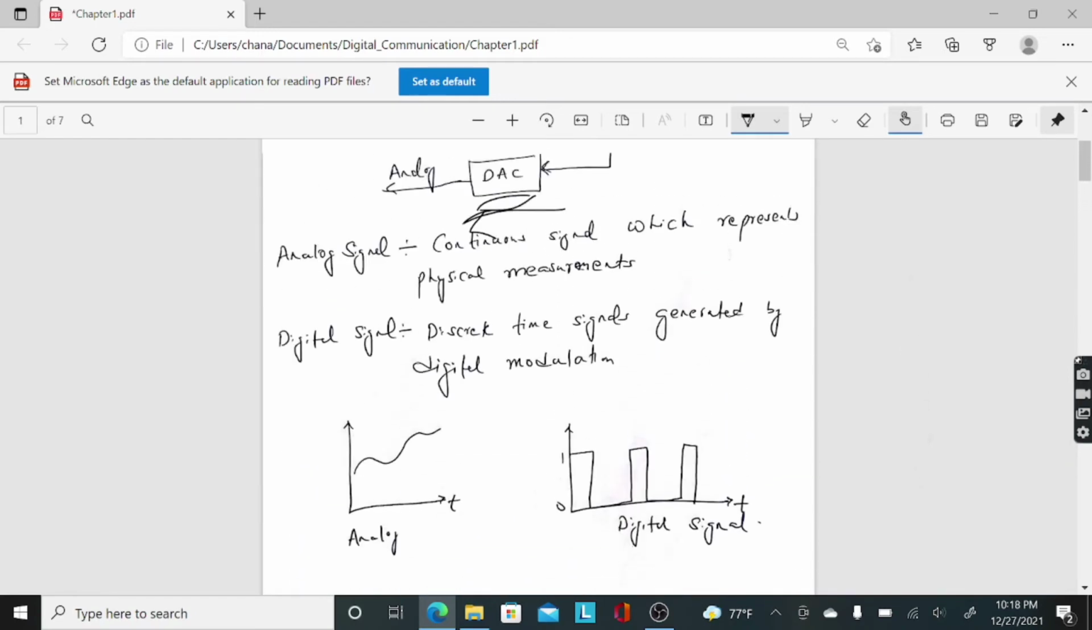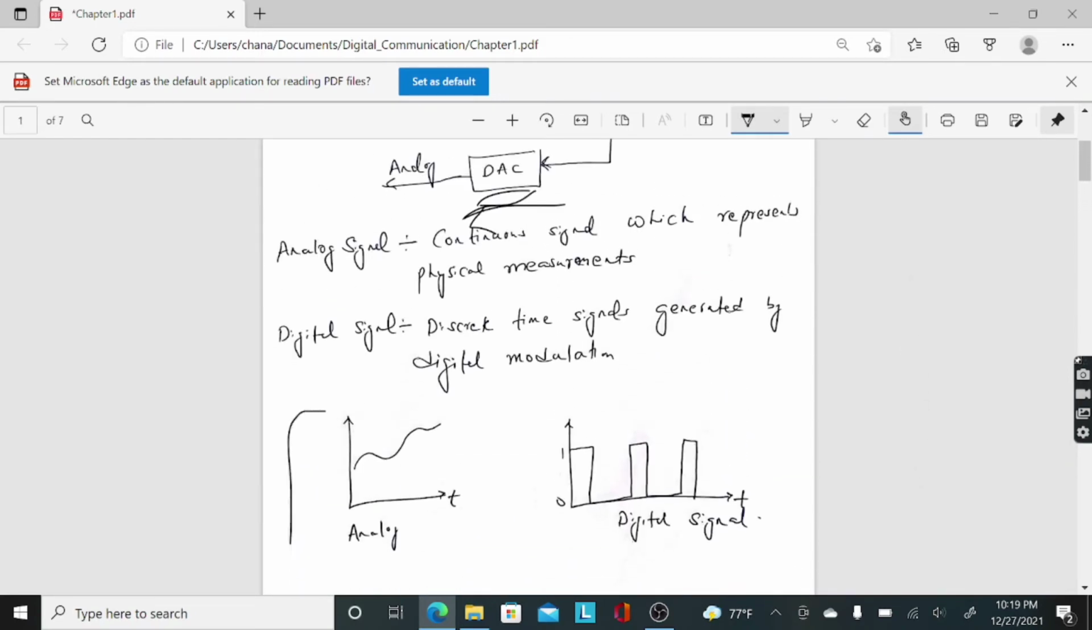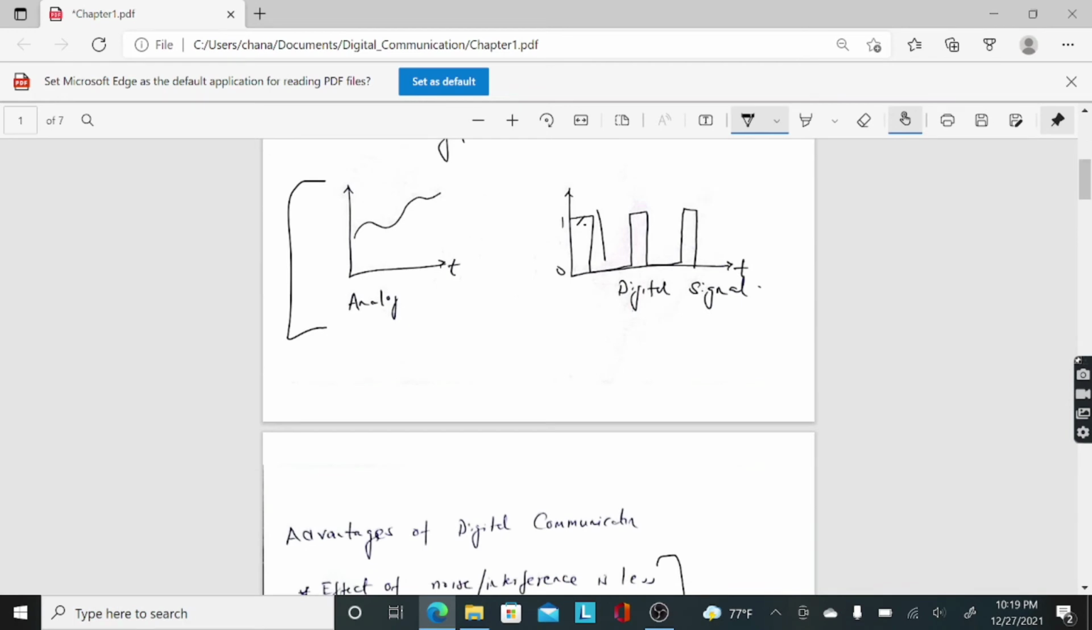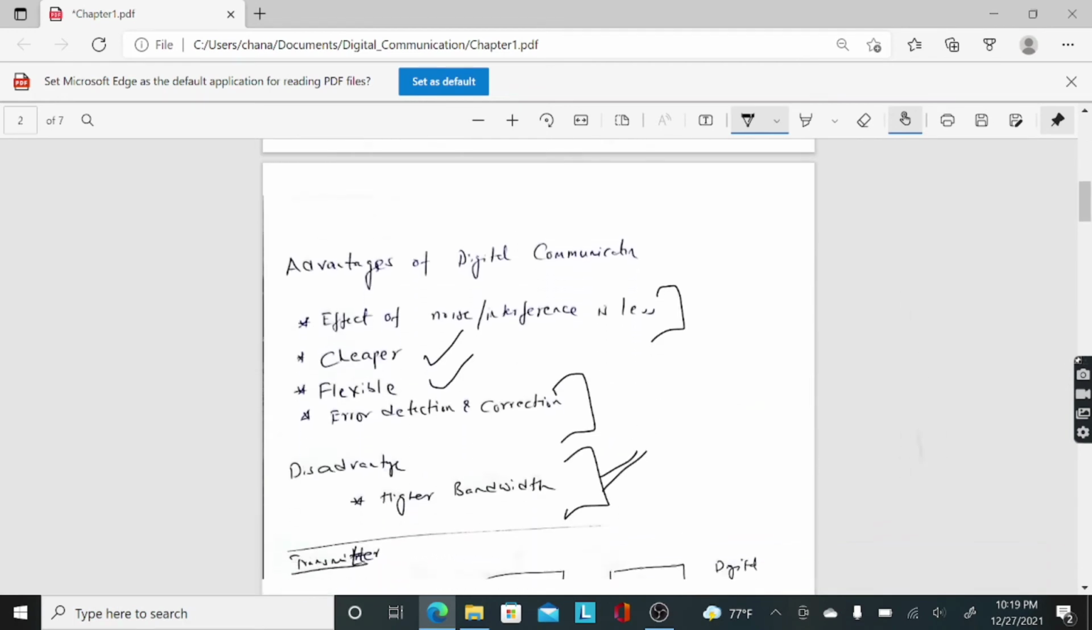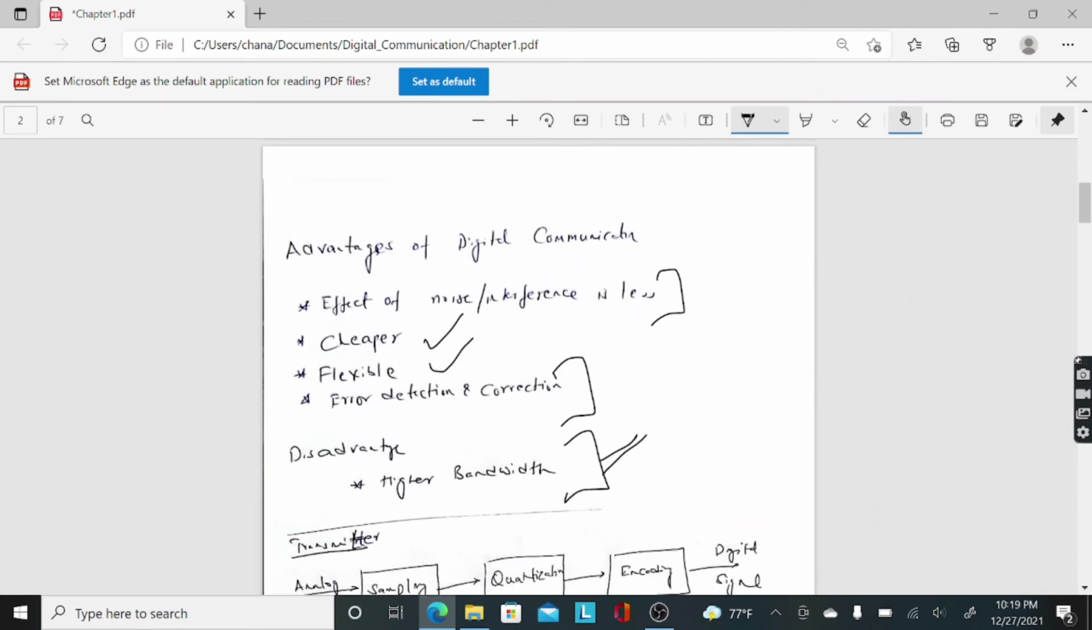Coming back, this just shows the plot of analog signal. So analog signal is just a continuous signal varying over time. It's not a discrete signal. When you digitize it, you usually have discrete signals. In this case, it's just ones and zeros. You have one, some zeros, one, zeros. So digital signal is always a discrete signal, and real world measurement is a continuous measurement. So this is a very high level of what digital communication is.